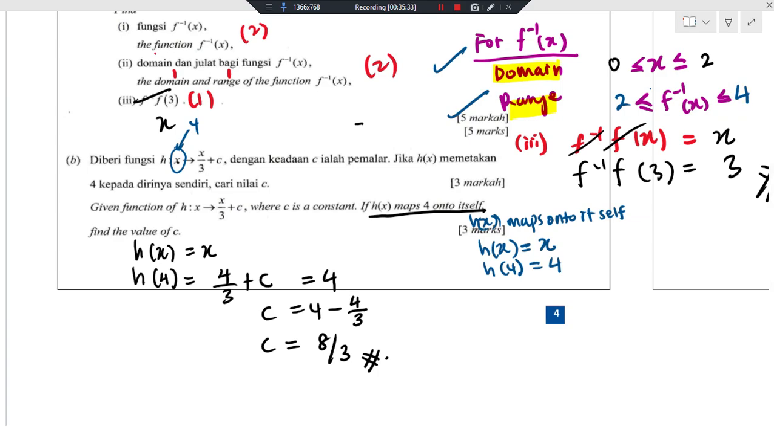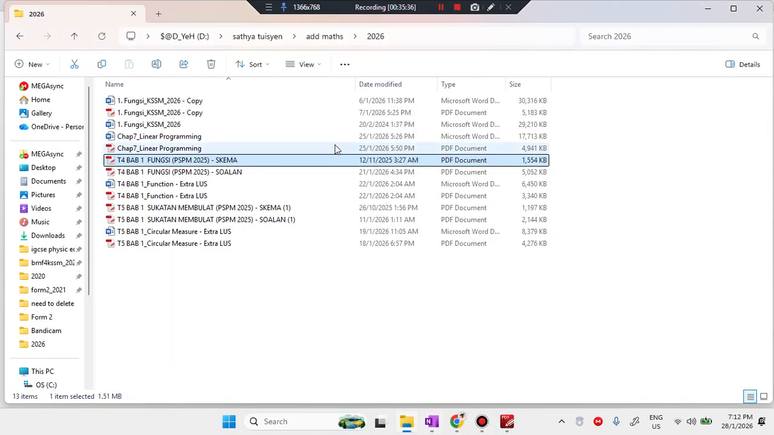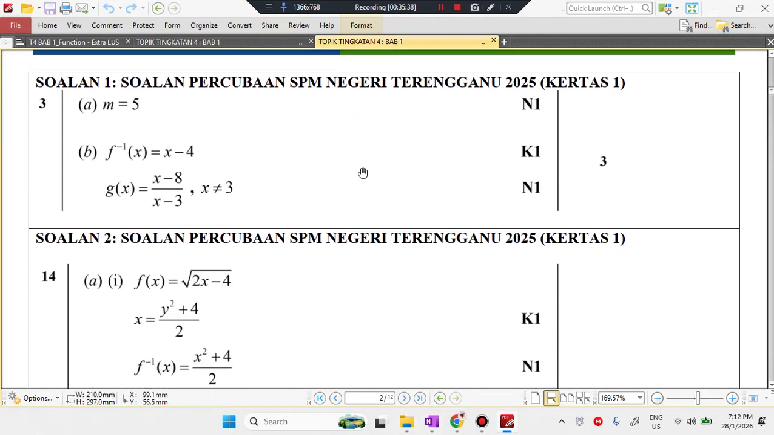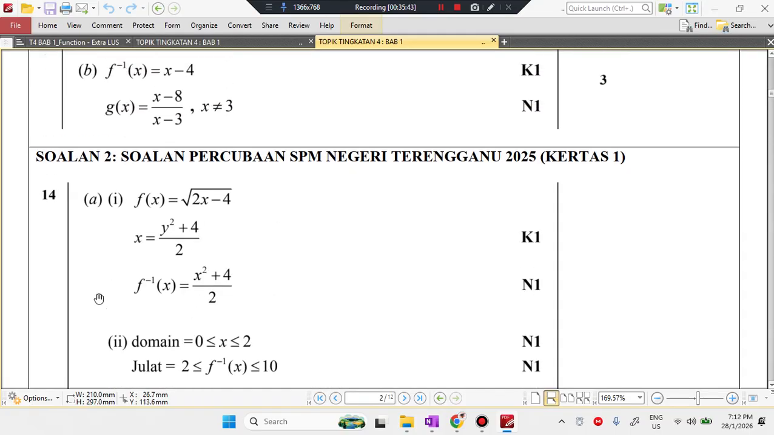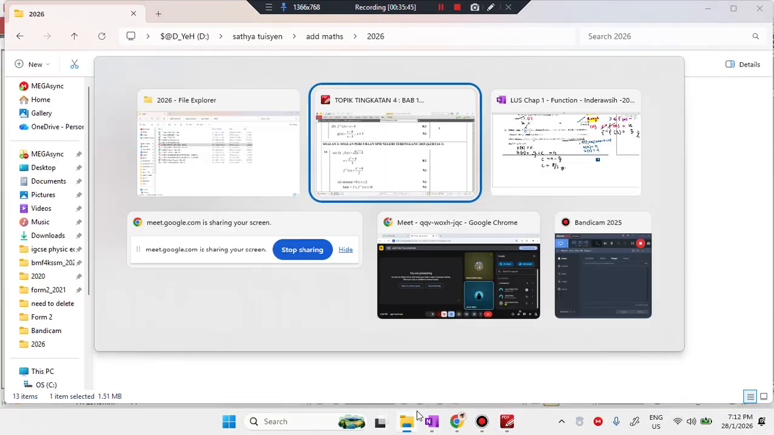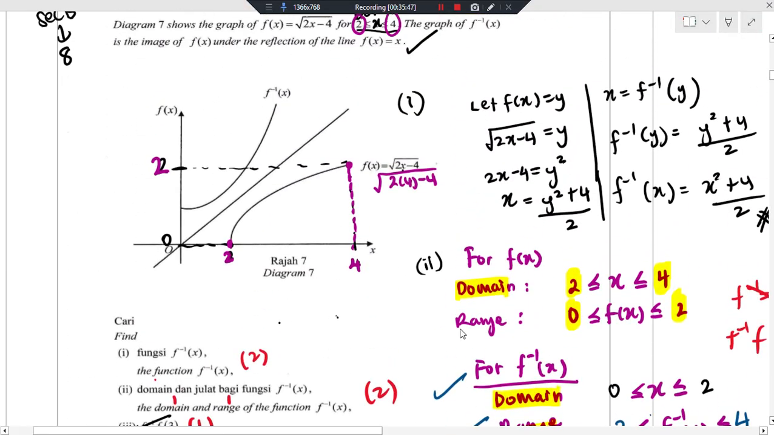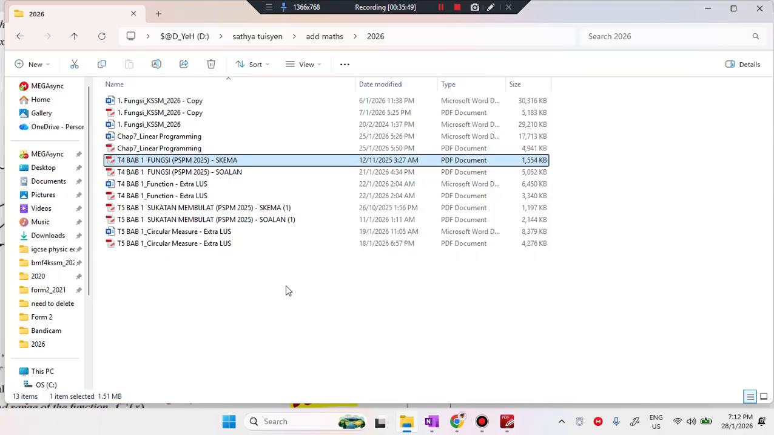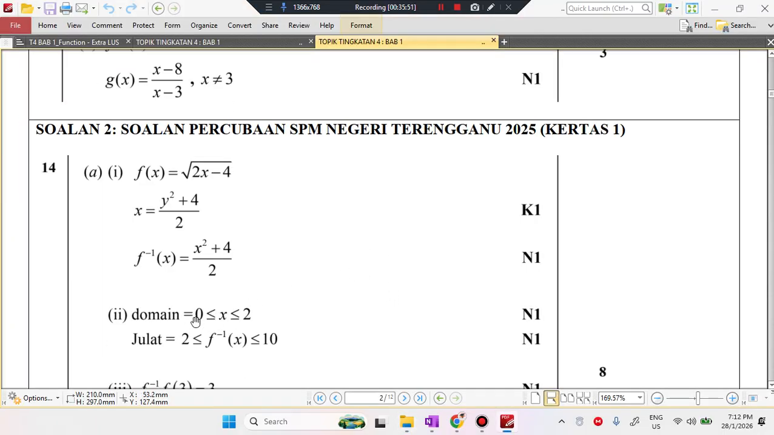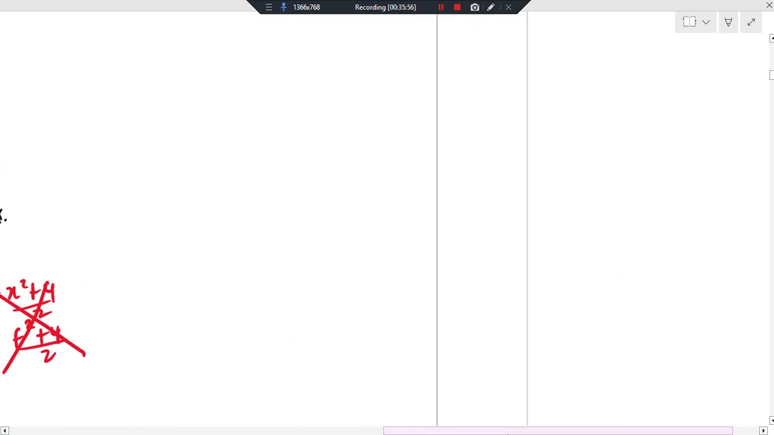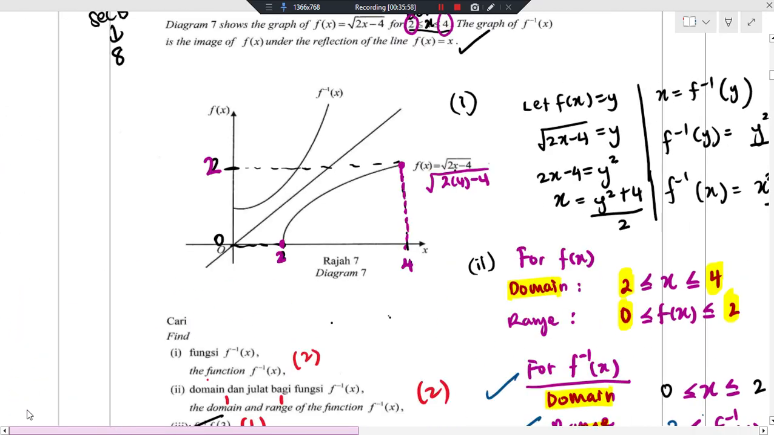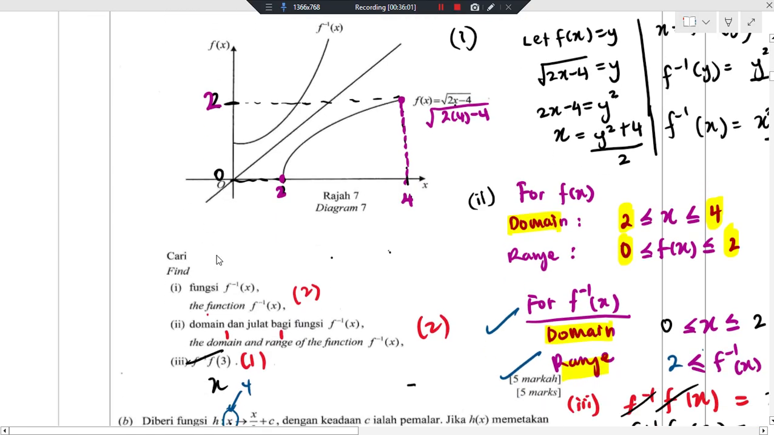Okay, second question. Domain 0 to 2. 2 to 10? But they put 2 to 10. Okay, that one let me check first. And then this one you get 3. Right? Okay, that one is correct. And then this one 803.